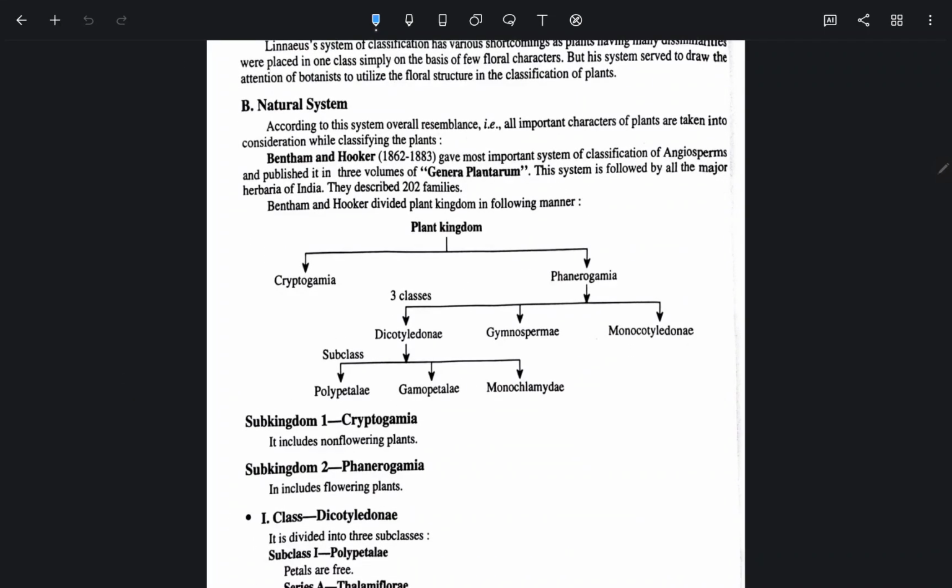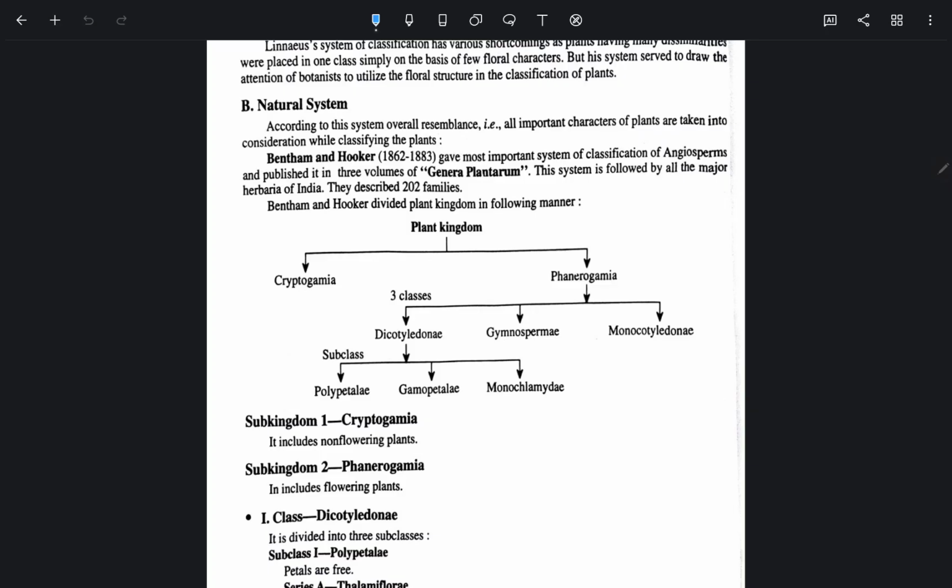Natural system: according to this system, overall resemblance and all important characters of the plant are taken into consideration while classifying the plants. Bentham and Hooker gave the most important system of classification of angiosperms and published it in 3 volumes of Genera Plantarum. This system is followed by all the major herbaria of India.